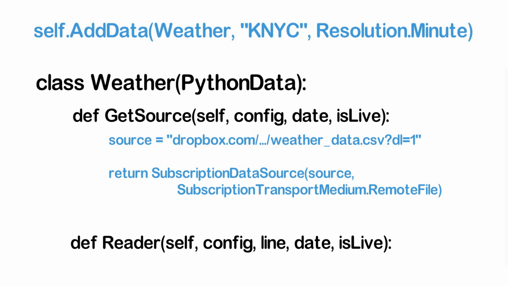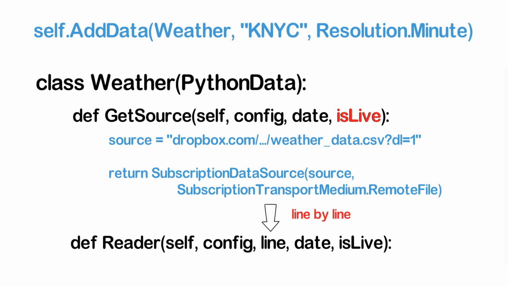In some cases, you might want the GetSource method to return different data depending on whether you are backtesting your algorithm or actually live trading it. If, for example, you have a real-time data subscription, you can't use that for backtesting and might instead want to use a CSV file for the historical data when you are backtesting. For this, you can use the isLive flag, which is true when you're live trading and false if you're just backtesting. Now, the data specified in the CSV file will get sent to the Reader method line by line.